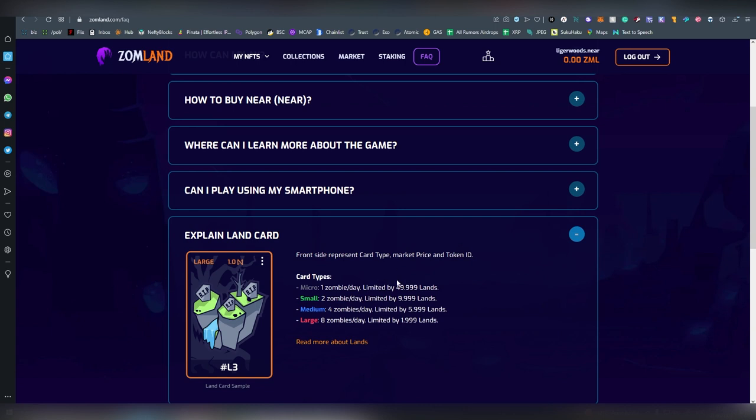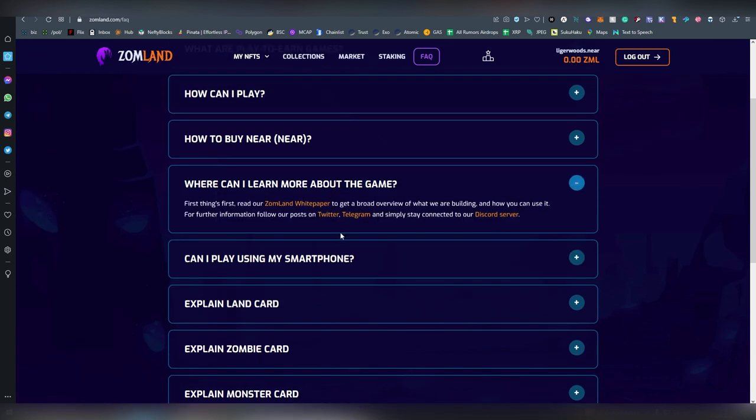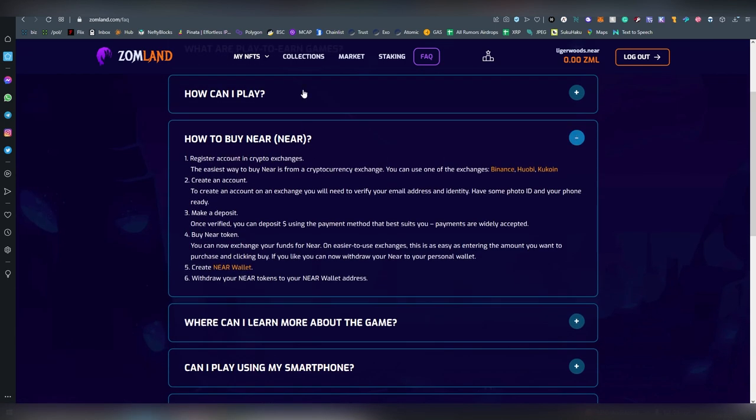Not all the lands have been minted, so you can get on. The large one is collecting 8 zombies per day. There's only 2,000 of those lands. You can also play with your smartphone. There's a white paper, yada, yada, yada.